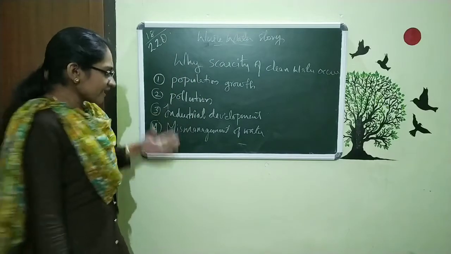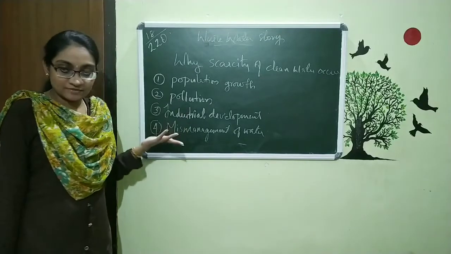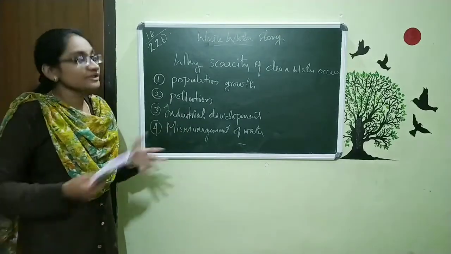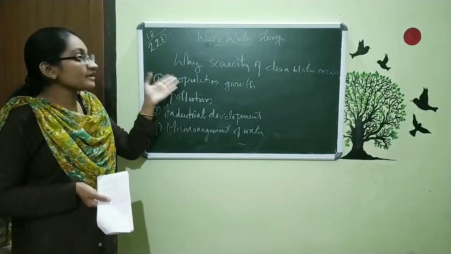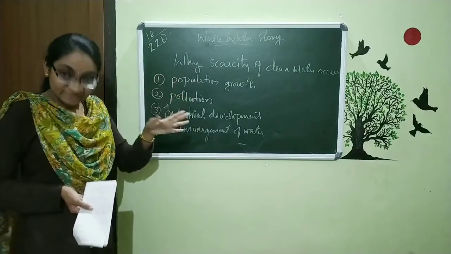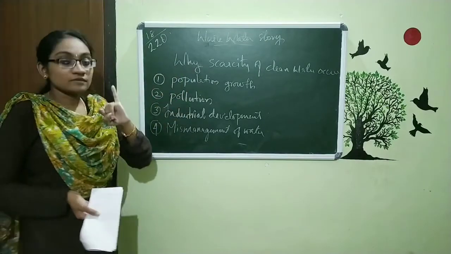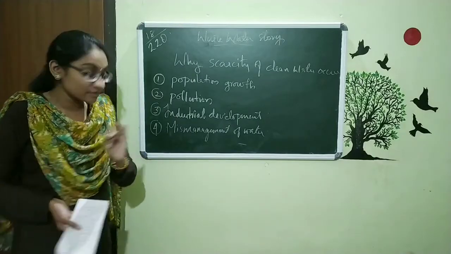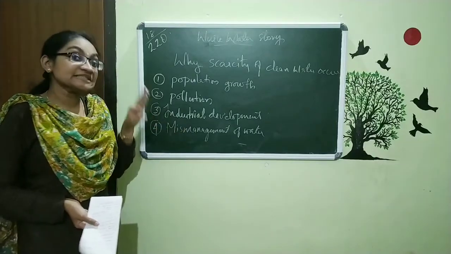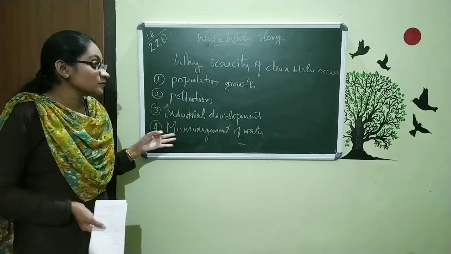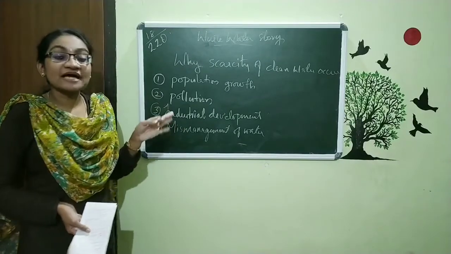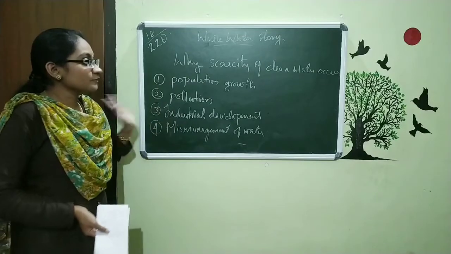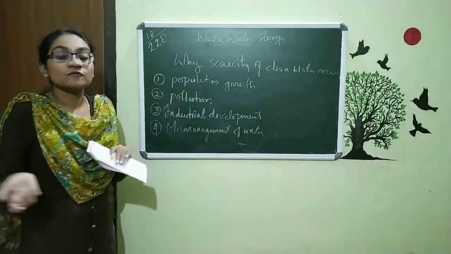You can also add more points. These are only basic points. If you have any points, you can add them. So we can say why the scarcity of clear water occurs. The reasons are: one, population growth. The second one is pollution. The third one is industrial development, and the fourth one is mismanagement of water. These are all the points for the scarcity of clear water.